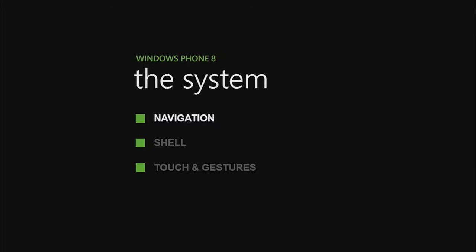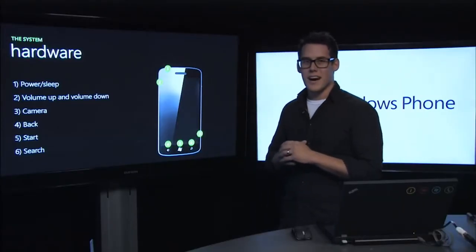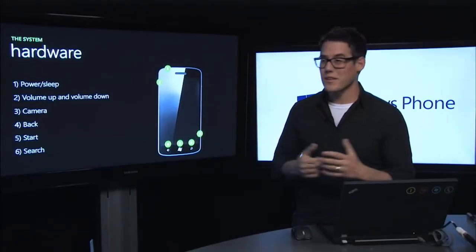Now, the first piece of the system is the navigation model, but you wouldn't be able to talk about the navigation model if it wasn't for the hardware that the system was provided in. So we have a hardware spec, and obviously there's lots of different manufacturers and OEMs making really great phones like HTC and Nokia, but every single phone has some similar traits. One of the traits is that every single phone has a power and sleep button. You wouldn't be able to get to the UI at all without the power and sleep button.